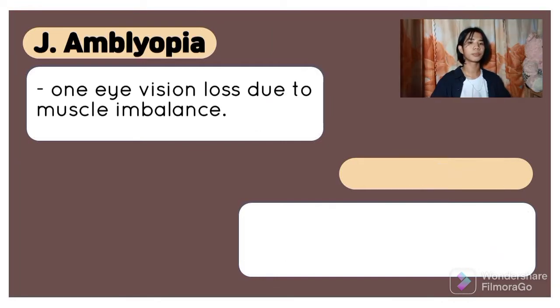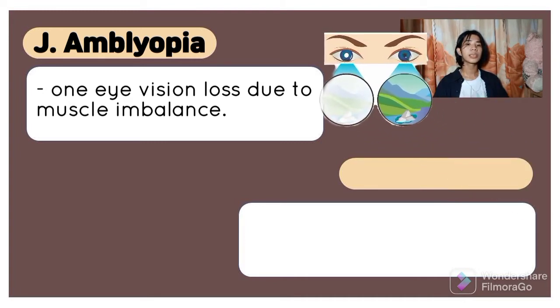Next is amblyopia or lazy eye. This means one eye's vision loss due to muscle imbalance. This generally develops from birth up to age 7 years, and amblyopia develops when the image in one eye is blurred and the other eye is clear.